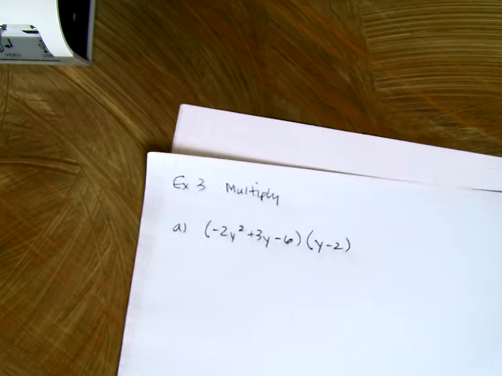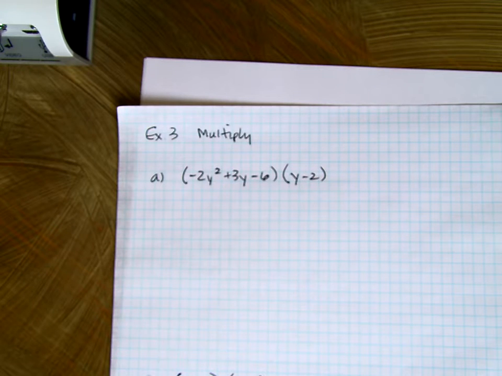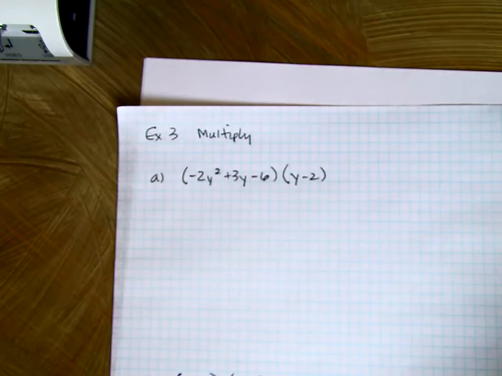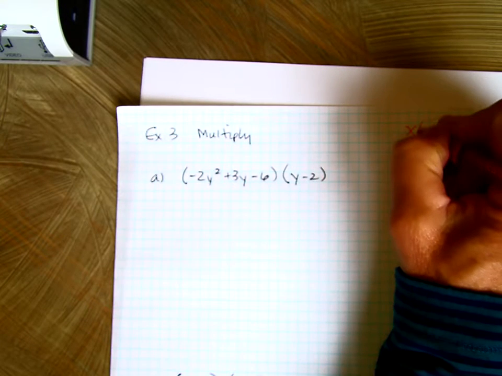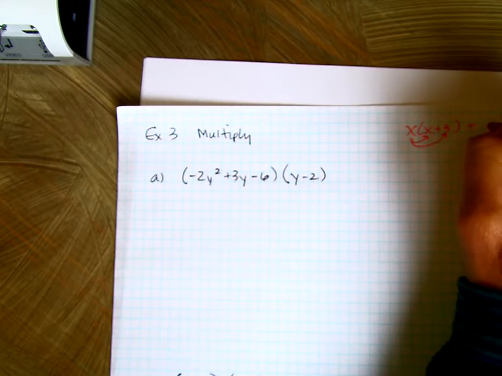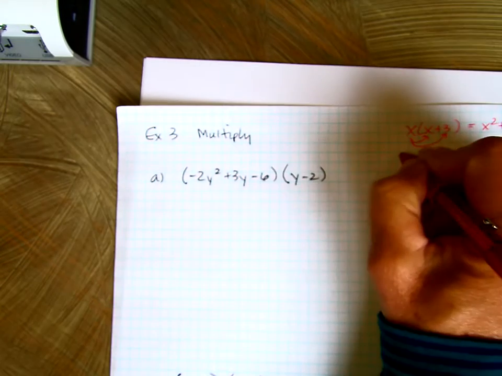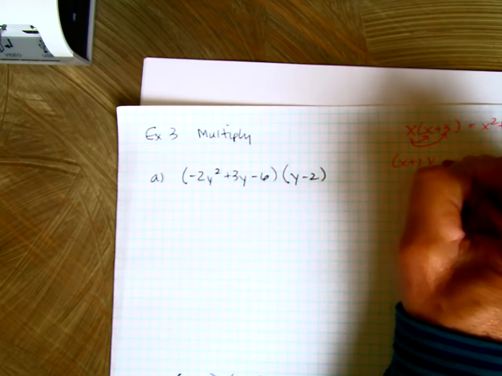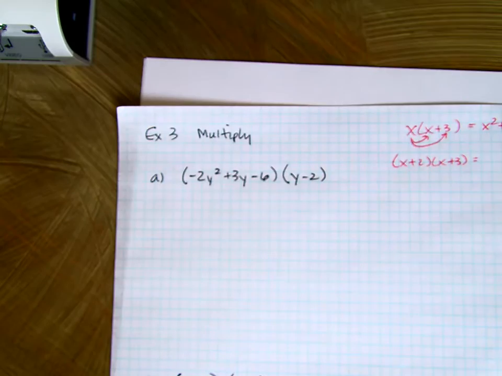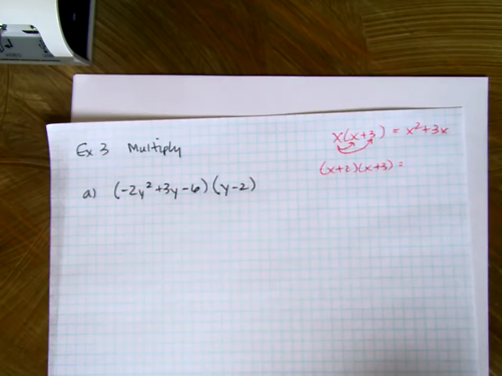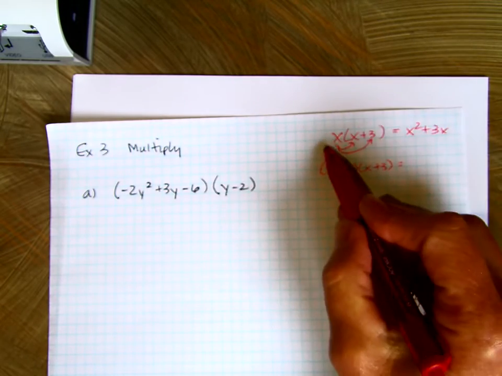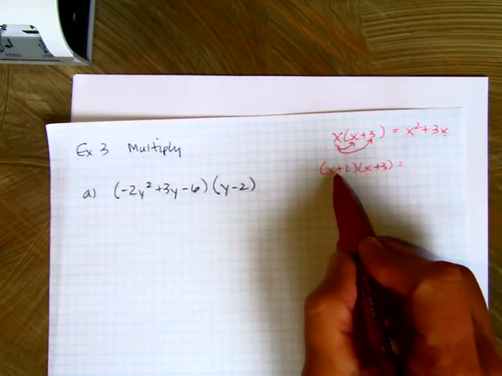Okay, multiplying. Now, multiplying polynomials is really just about distributing. We all learn to distribute x times x plus 3: x times x is x squared, x times 3 is 3x, so I get x squared plus 3x. Or you guys remember FOIL, x plus 2 times x plus 3.